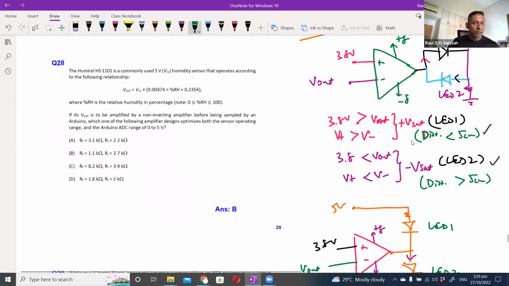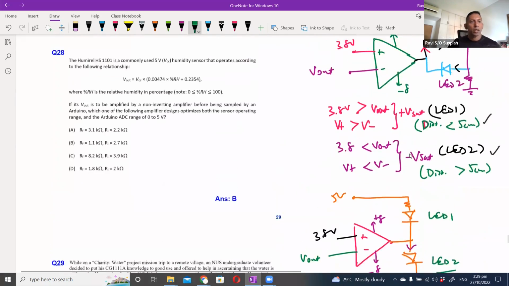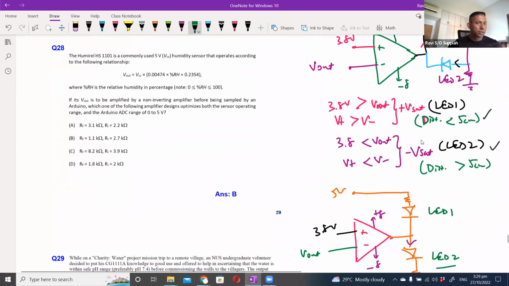Okay, so we are in the last three questions. Question 28 is again interfacing with sensor. So what we have is a humidity sensor, and we want to be able to connect it to an Arduino with a range of 0 to 5 volt. So what we want to do is amplify the signal before we do the A to D conversion.